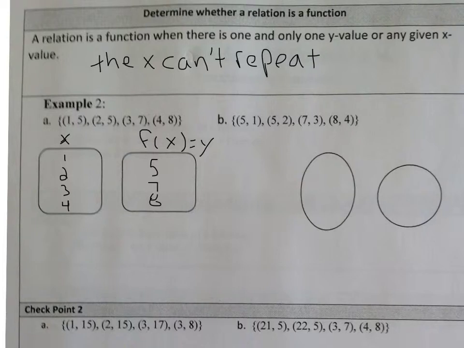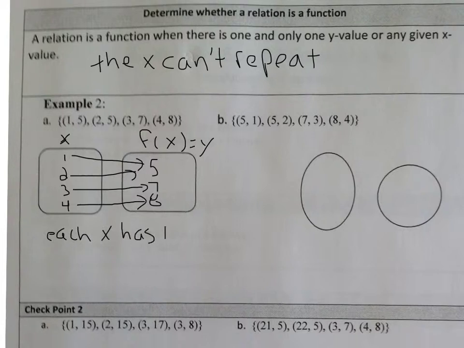Alright, so we're just going to match up the ordered pairs. 1 goes with 5, so we're going to draw an arrow. And 2 goes with 5. So 2 numbers go to the same y, that's okay. They're 2 different x's. 3 goes to 7, and 4 goes to 8. That makes everything fine: the x doesn't repeat, and so each x has 1 y, so it is a function.